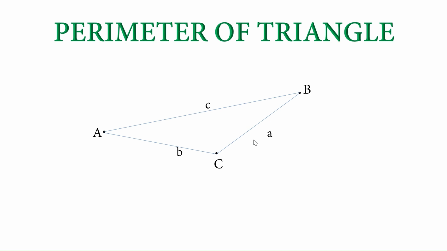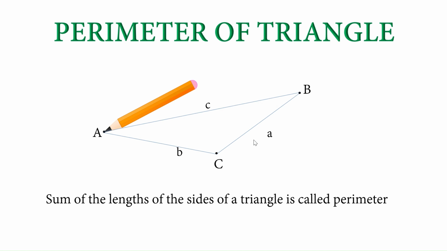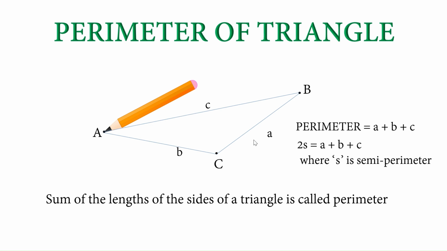But what is perimeter? Perimeter is nothing but the length of the line we trace to form a triangle, which is nothing but the sum of the lengths of the three sides. So perimeter will be written as a plus b plus c, and this perimeter is also notated as 2s. Perimeter of a triangle, 2s, is nothing but a plus b plus c, where s is called the semi perimeter of the triangle.